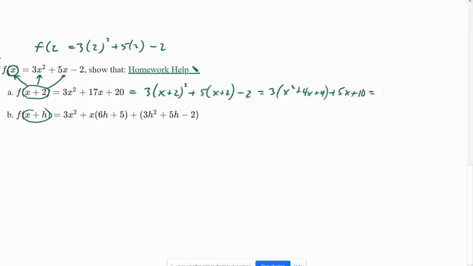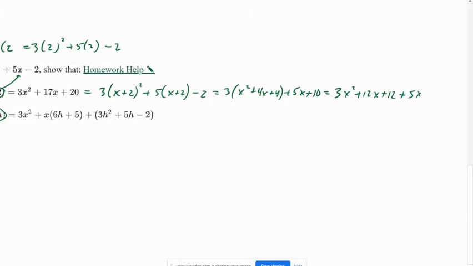And if we simplify that, we get 3x squared plus 12x plus 12 plus 5x plus 10. And so if we combine all the like terms, we end up with 3x squared plus 17x when I combine these two terms together. 17x plus 12 and 10 is 22.